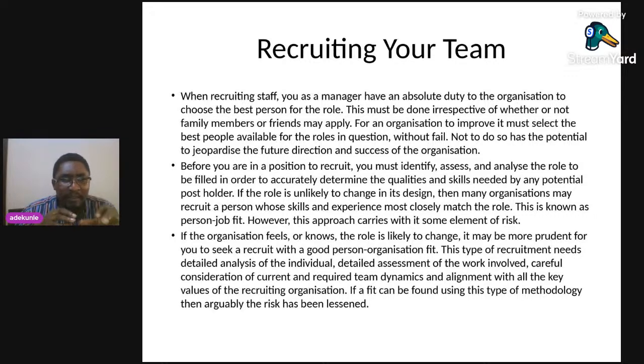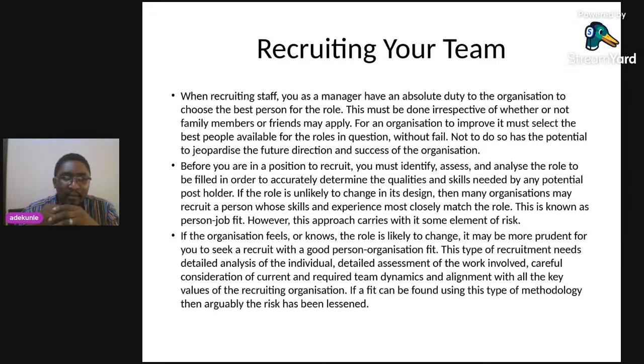And of course, if nothing gets done, it means if you are bringing somebody with the wrong quality, failure is inevitable within the organization. So before you go ahead to say you want to recruit somebody into a position, there's one thing you must do. You must identify, assess, and analyze the role to be filled, so that you can accurately determine the quality and skills that you need, and the potential of the person that will come in must be evaluated.